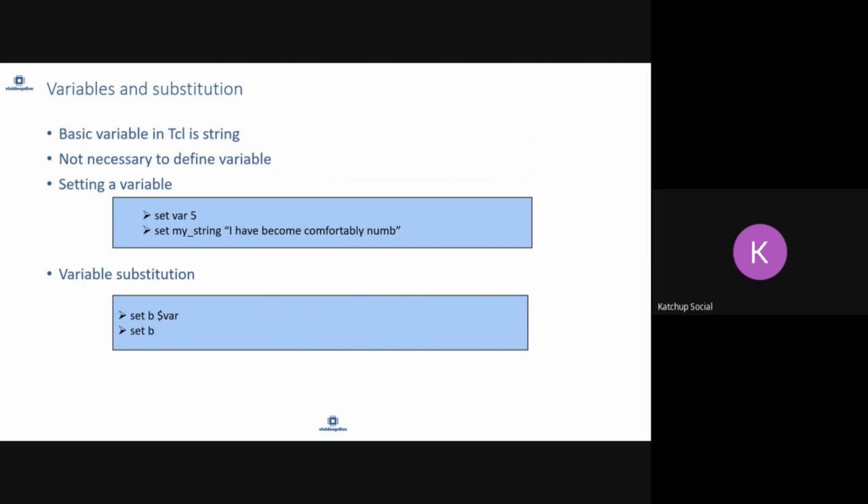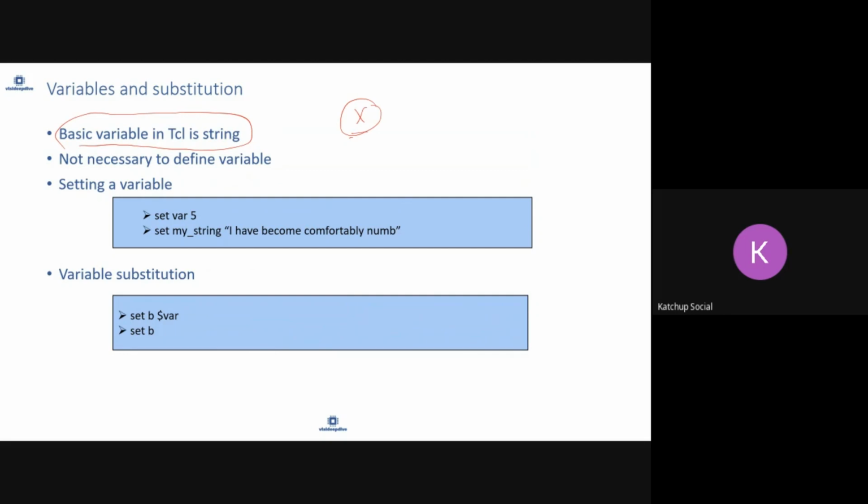Okay, basic variable. Every basic variable in Tcl is a string. Even if you are using a number, it is a string. Okay, so every basic data type of Tcl is a string. In order to use a variable, you don't need to define a variable. Like you don't have to say, okay, x is a variable of type string. You don't have to do that. You don't need to define a variable, because the basic data type of Tcl is string. So if you don't define anything, it will treat that as a string.